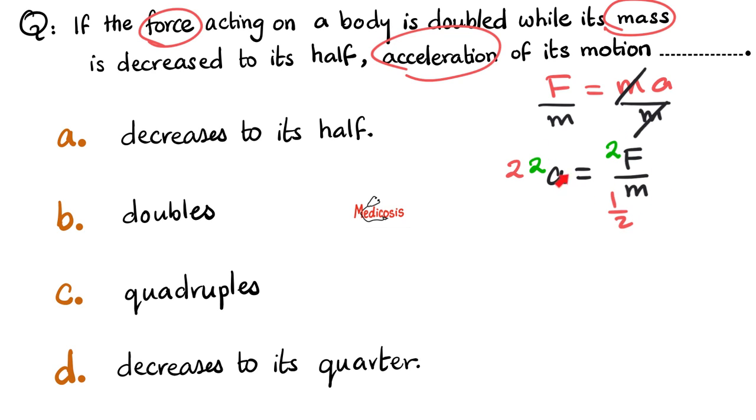From the first part, acceleration doubles. From the second part, acceleration doubles. Double the double is what? This is quadruple, baby. So the correct answer here is C.